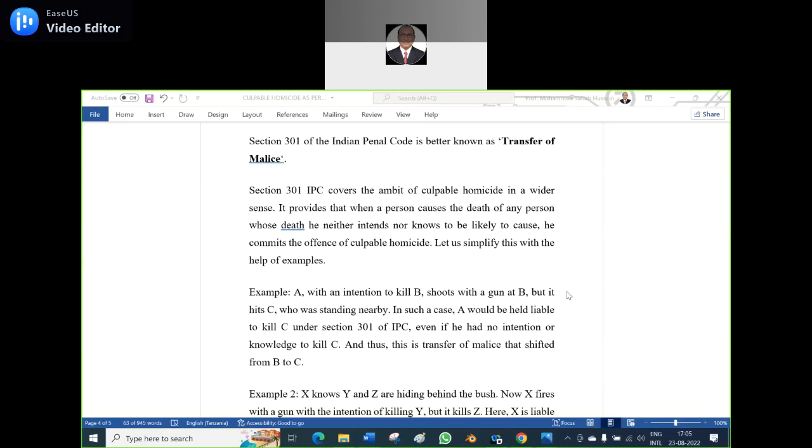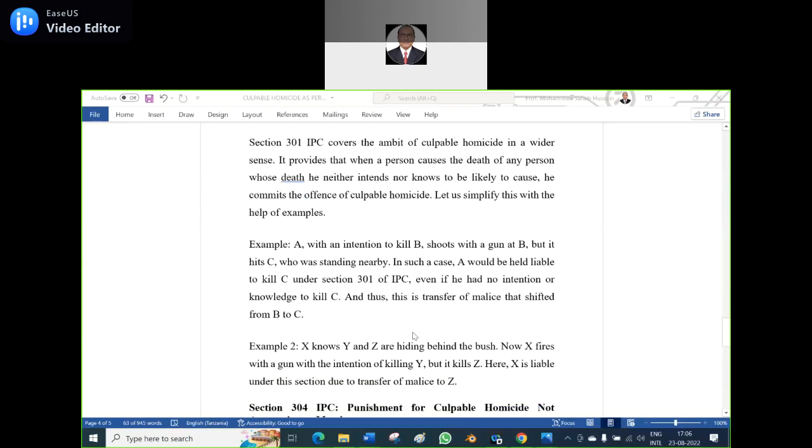A would be held liable for killing C under Section 301 IPC, even if he had no intention or knowledge to kill C, and thus this is transfer of malice that shifted from B to C. So A, with an intention to kill B, shoots with a gun at B, but B escaped and lowered down his head. Behind B there is C, and the shot hits C, who was standing nearby. In such a case, A would be held liable for killing C under Section 301 IPC, though he had no intention or knowledge to kill C, but that is the transfer of malice or transfer of intention that shifted from B to C. That is a transfer of intention.